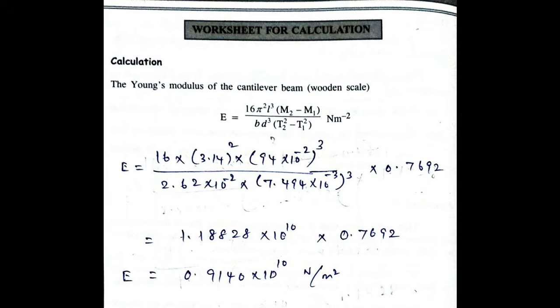The Young's modulus of the cantilever formula is E equal to 16 pi square L cube, times M2 minus M1, divided by B D cube times T2 square minus T1 square. Here M2 minus M1 divided by T2 square minus T1 square is the tabulated value, 0.7692. The remaining value is 16 pi square L cube divided by B D cube. Getting the mean value, it is 0.9140 times 10 to the power 11 Newton per meter square. That is the Young's modulus of the cantilever.